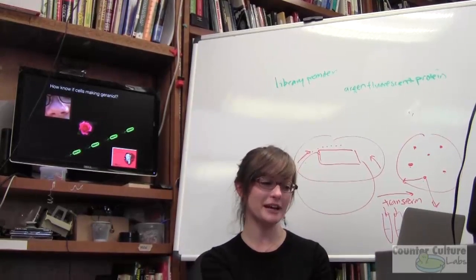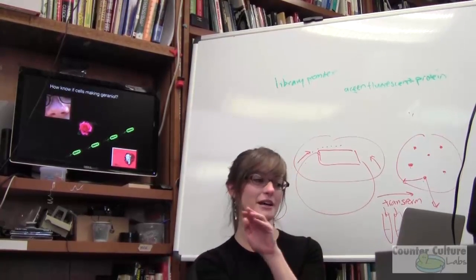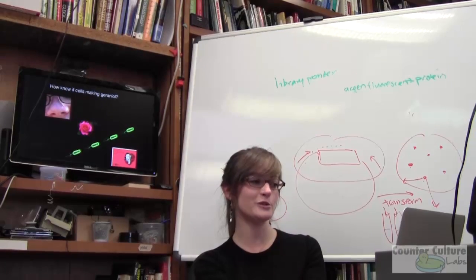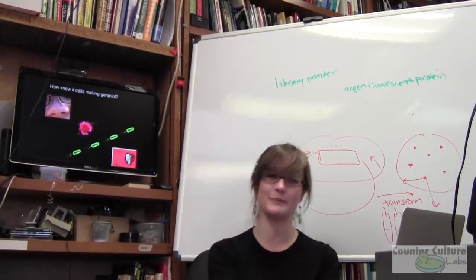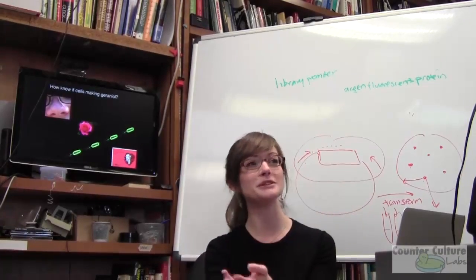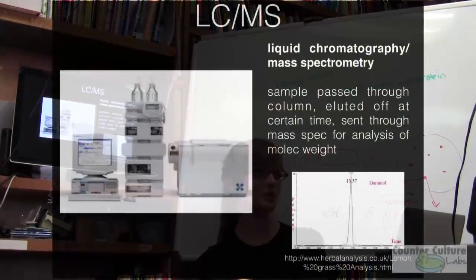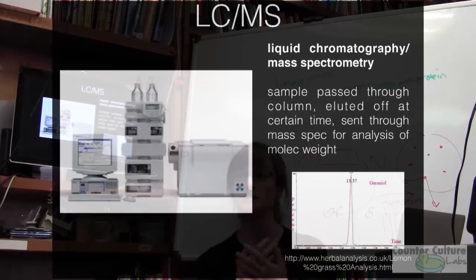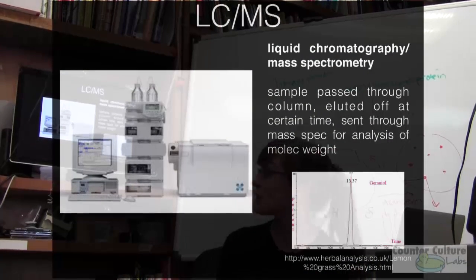So maybe, okay, let's not get down to doomsday, and you're not making anything yet. There's one way, this might be doomsday because it's expensive, but if you're not smelling geranium, it doesn't mean you're not making it. So what's commonly done is LCMS to check to see if your compound's being produced. So LCMS is liquid chromatography mass spectrometry.